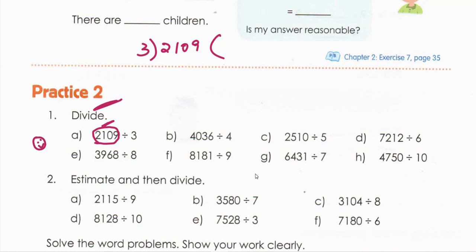So you add this number: 2 plus 1 plus 0 plus 9. 2 plus 1 is 3. 3 plus 0 is 3, and this 3 plus 9 is how much? 12. So 12 is divisible by 3. 3 4s are 12. That's why you can get 2109 as a divisible one by 3.